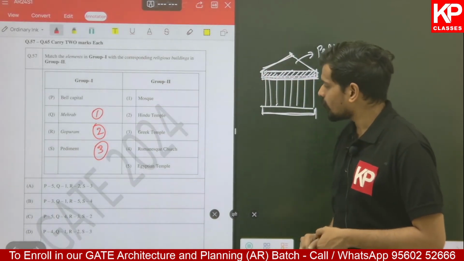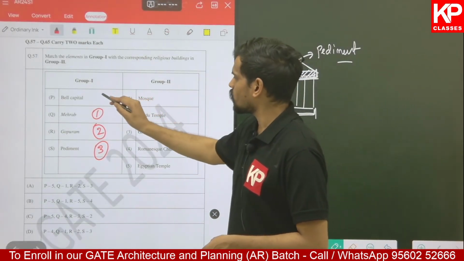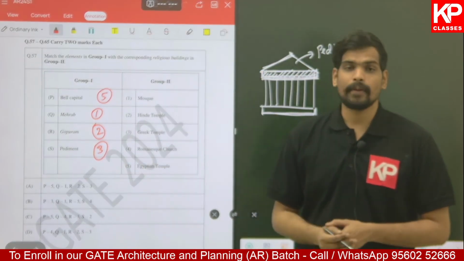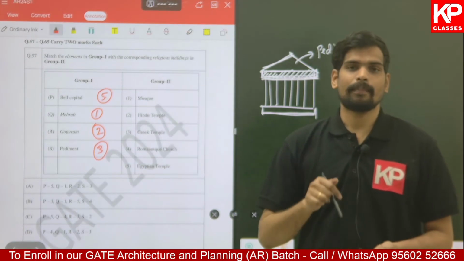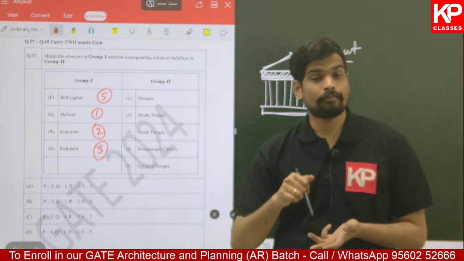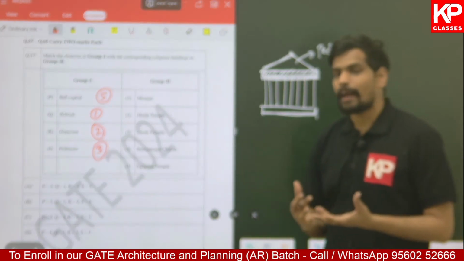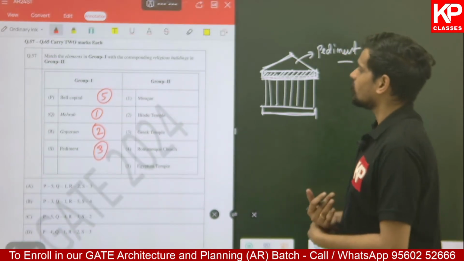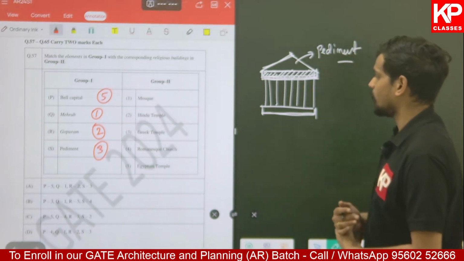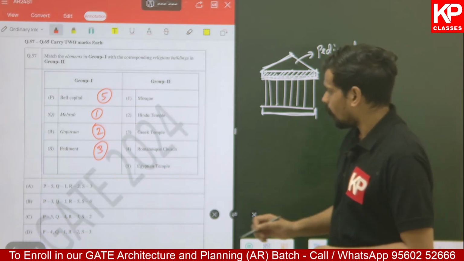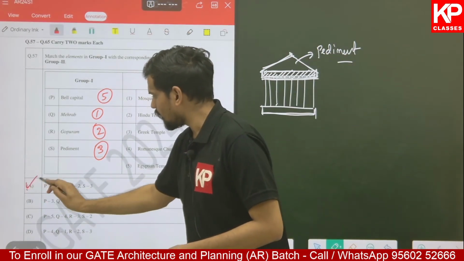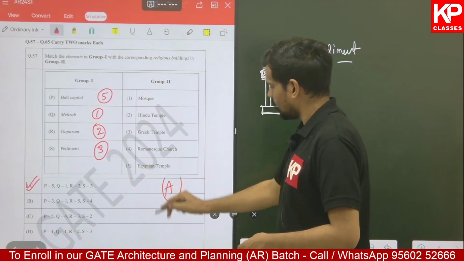Bell capital from the given options. Bell capital is something which you see in Egyptian temples, Egyptian temple column capitals. There are various designs to it, including lotus flower capital, lotus bud capital. You also have papyrus capital. Similarly, you also have bell capital as well in Egyptian temple. So 5, 1, 2, 3 would be the appropriate answer over here. Option A would be the correct answer for this question.